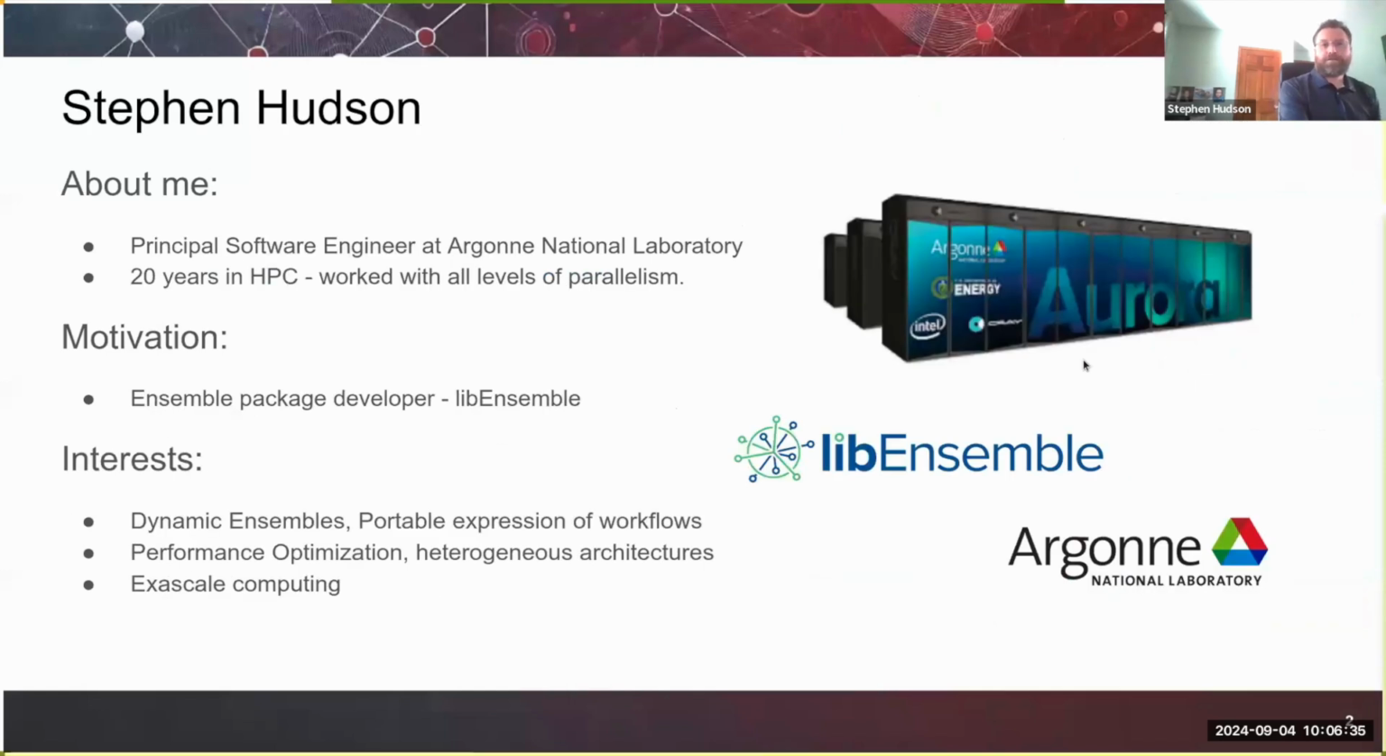Okay, so first a little bit about us. I'm Steve Hudson. I'm a software engineer at Argonne National Lab. I've been there for about 7 years, but I've been in HPC for about 20 years as a parallel programming specialist. I've worked on all levels of parallelism in that time: vectorization, threading, multi-processes, MPI. And I kind of see ensembles as another level of parallelism.